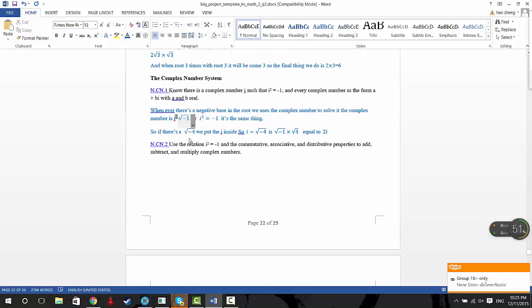Yeah, so if there is a root -4 and we cannot solve it, we put I inside, so I equals root -4, and it is also the same if we write it as root -1 times root 4, so it equals 2I.